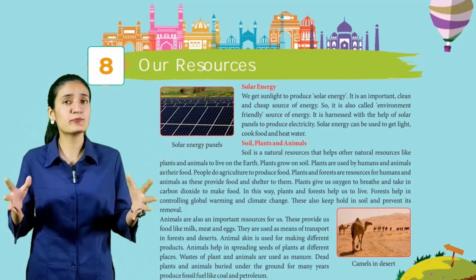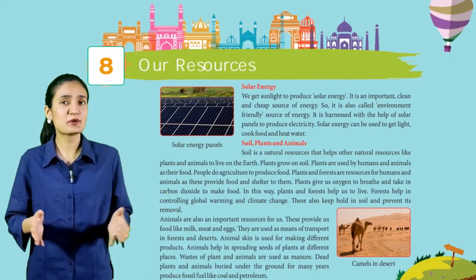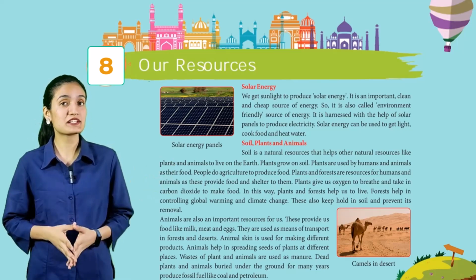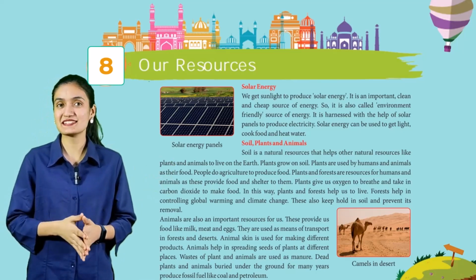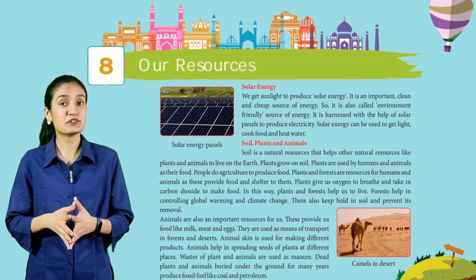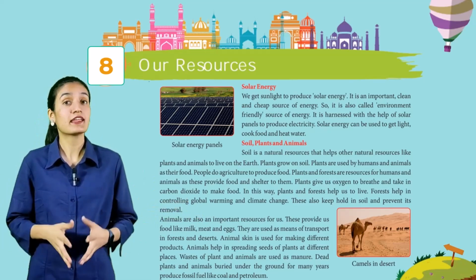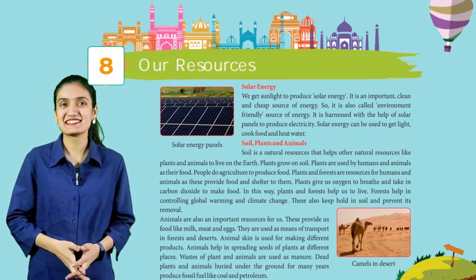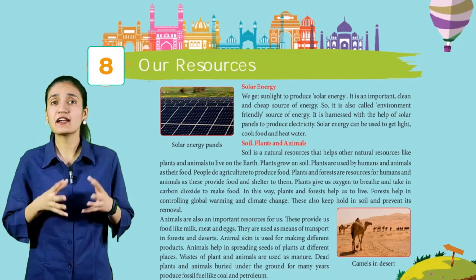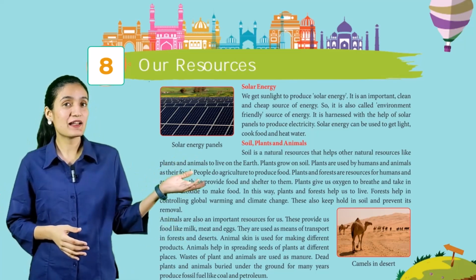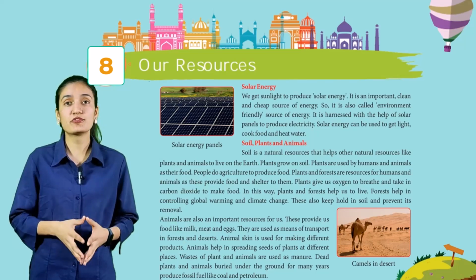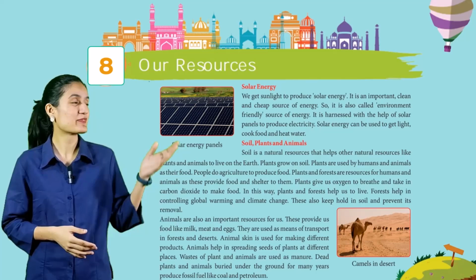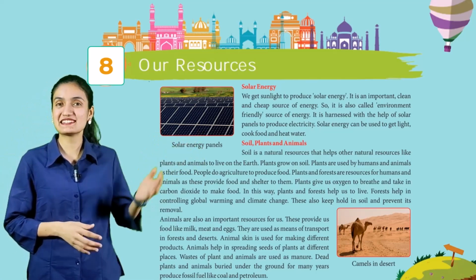Animals are also an important resource for us. These provide us food like milk, meat and eggs. They are used as means of transport in forests and deserts. Animal skin is used for making different products. Animals help in spreading seeds of plants at different places. Waste of plants and animals is used as manure. Dead plants and animals buried under the ground for many years produce fossil fuels like coal and petroleum. Here you can see camels in desert.